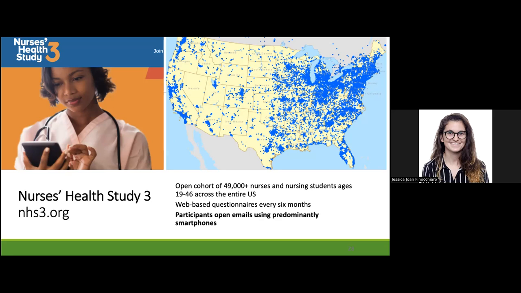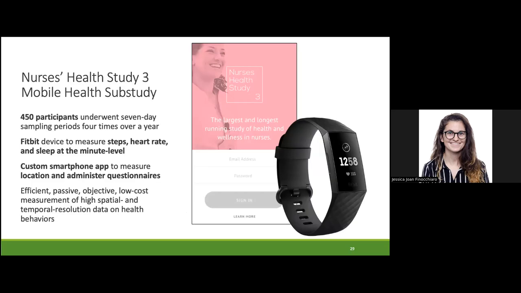So we thought this is a really good cohort for mobile health technology. And so back in about 2018, we started the mobile health sub-study in the Nurses' Health Study 3, which was about 450 participants. It's kind of like a pilot study. We gave them a Fitbit, and we asked them to download a custom smartphone app. The Fitbit will measure steps, heart rate, and sleep at the minute level, the sub-minute level for some of the metrics. And the app did administer very short questionnaires, but really what it was doing is measuring location, tapping into the phone's location services and getting GPS data pretty much every 10 minutes.